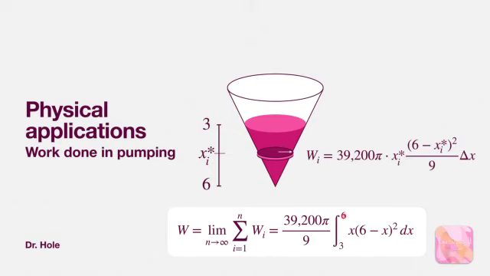And then let's focus on, we have a constant, 39,200 pi over 9. We can bring that all to the front. And then for the integrand, we'll have an x multiplying binomial 6 minus x quantity squared. And then pay attention to the bounds of integration: from the top of the cone, we reach down to a depth of 3 to find the surface of the water. That's where we have to begin pumping. And we continue pumping water until we get down to a depth of 6. Hence, bounds of integration, 3 to 6.